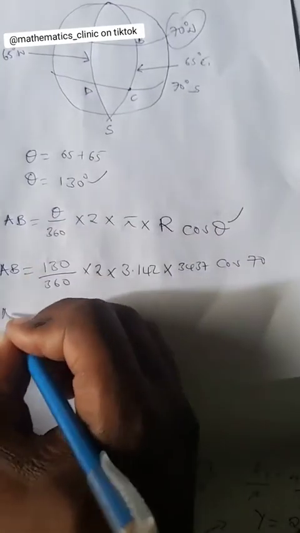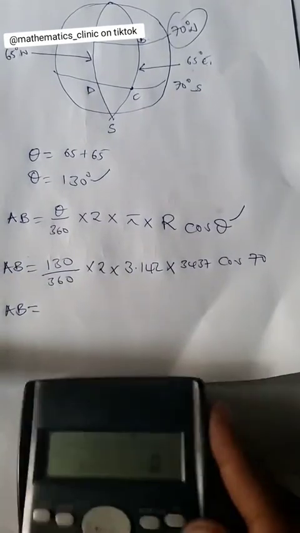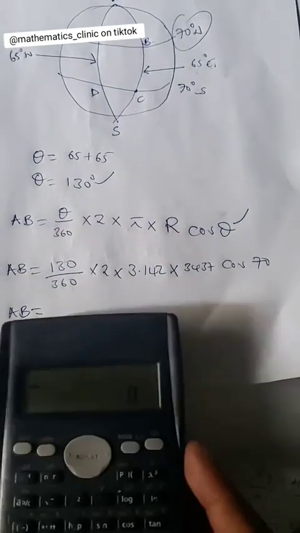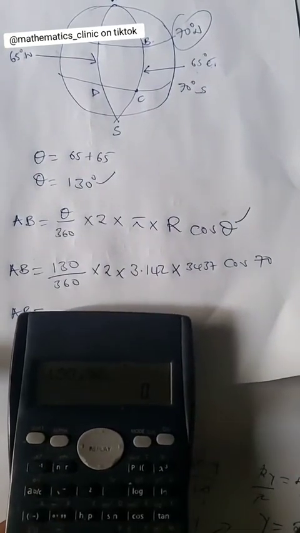So we say AB is equal to... we punch on a calculator. Somebody sent the money, you join. I'll just keep that message. Don't worry. You join the WhatsApp group.